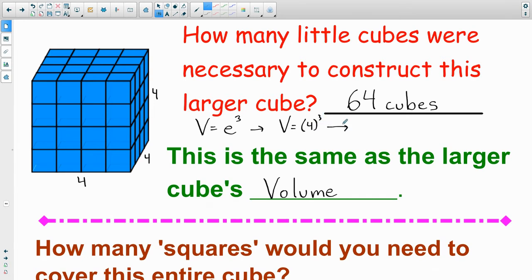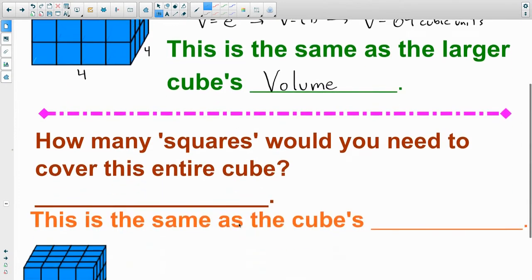Still working left to right here, that would make the volume 4 to the third power, which is 4 times 4 times 4, which is 64. And when we talk about volume, we don't talk about square units, we talk about cubic units. And then you would have gotten your answer, or you could have just counted those all out if you had the time to do so. And yes, this is the volume, right? That's why we used the volume formula.